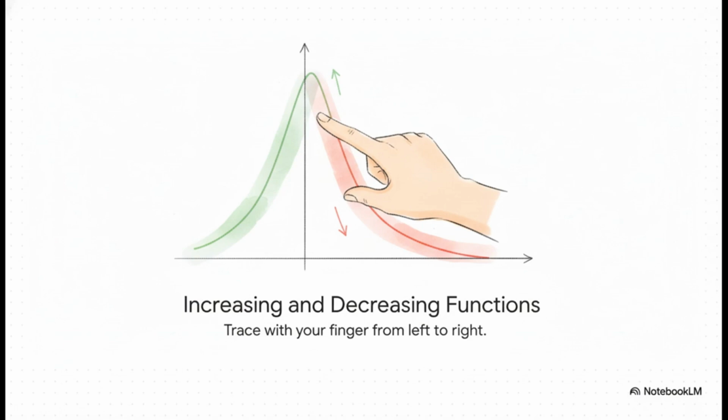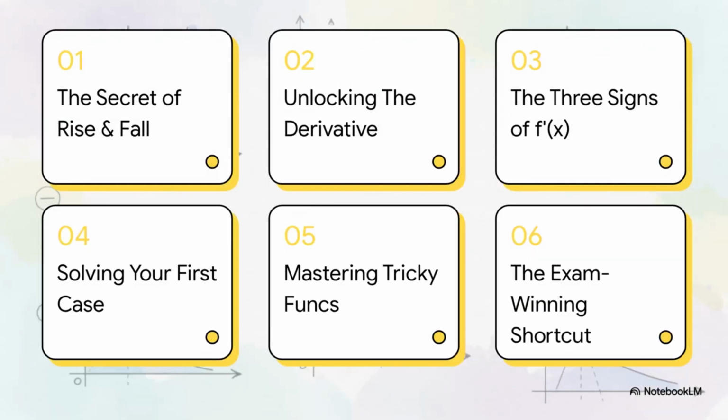At its heart, the idea is incredibly simple. We've all looked at graphs, right? If you trace a graph with your finger from left to right and your finger is moving up, hey, the function's increasing. If your finger is moving down, it's decreasing. It's really that intuitive. So here's our game plan for today. We'll nail down the formal definitions, then we'll unlock the most powerful tool for this job, the derivative, and learn its super simple rules. We'll solve a classic problem, tackle some trickier ones, and then I'll show you a shortcut that will be a total game changer in your exams.